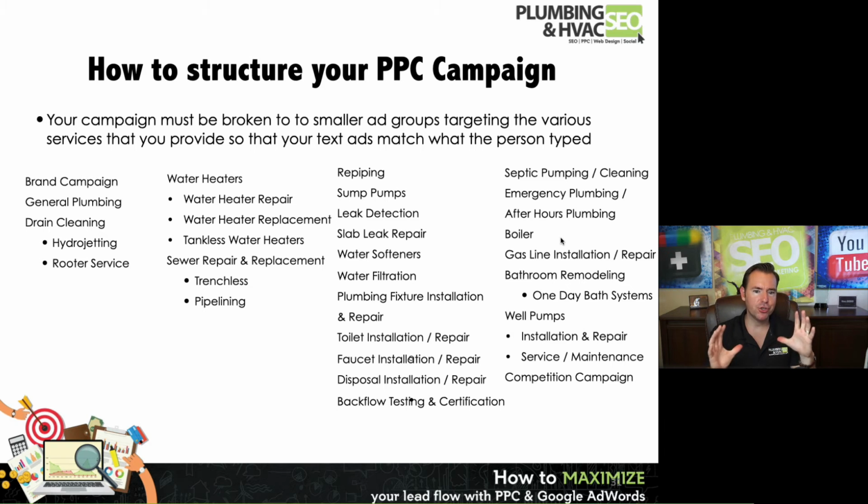And then depending upon the services you provide, you want a general plumbing campaign. So when they type in plumber, plumbing services, plumber in my area, right, you want a general campaign for that. And then you want specifics for like drain cleaning, hydrojetting, rooter services, right, water heaters, water heater repair, water heater replacement. You could break each one of these into different groups within your AdWords campaigns. And then what you want to do is have the keywords that go along with each, and then a separate text ad that speaks to the specific thing that they typed in.